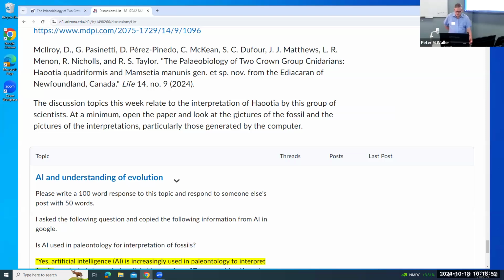And at a minimum, I want you to just open the paper and look at the pictures of the fossil and pictures of the interpretations, particularly those generated by the computer. You could read it more carefully and see what the computer did. And I'm pretty sure that paleontologists would have said what they did, what the computer did.